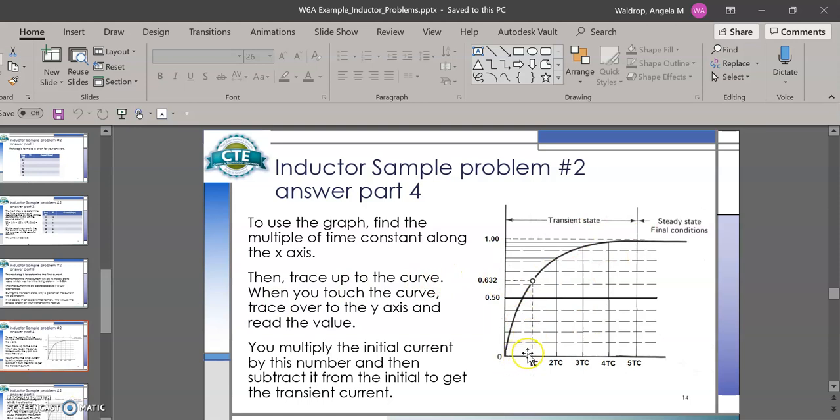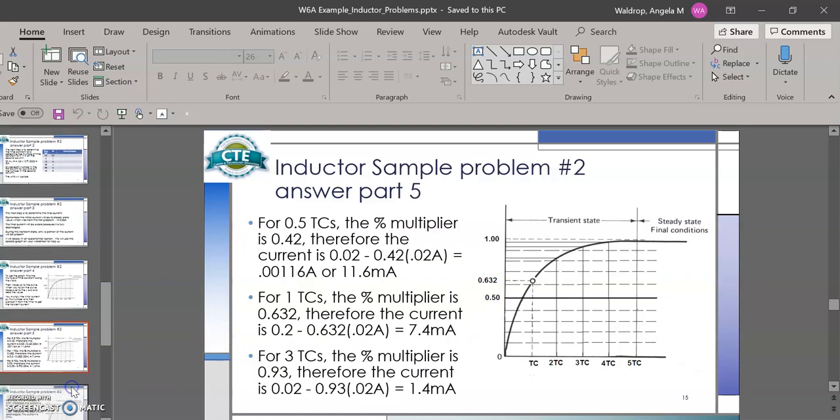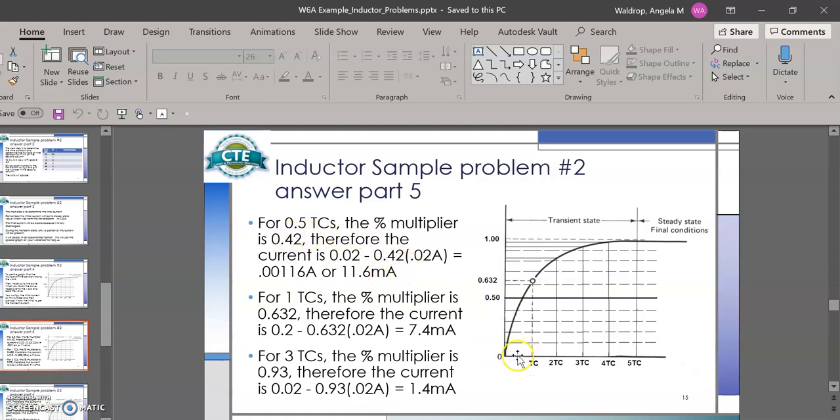Okay, we're going to basically go over the same way and trace up to the curve and trace over. Okay, and this is the value that we get. We do the multiplication, but in this case, we have to subtract it from the 0.02. So if we go through the math here, for a half a time constant, I'm going to go up to the curve. I get 0.42, but I'm going to take the 0.42 times 0.02, and I'm subtracting that from my initial 0.02 value, and I get 11.6 milliamps.